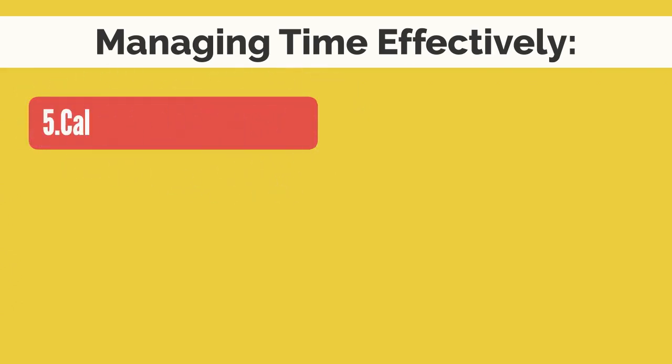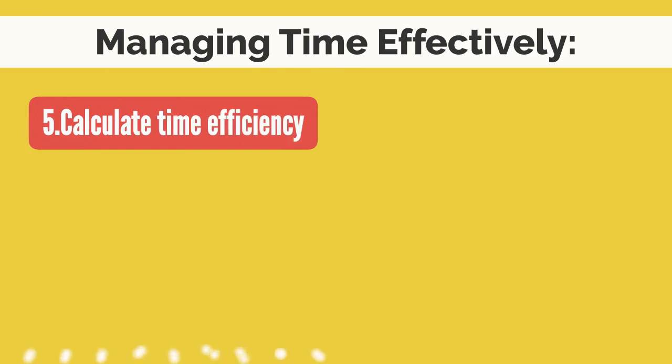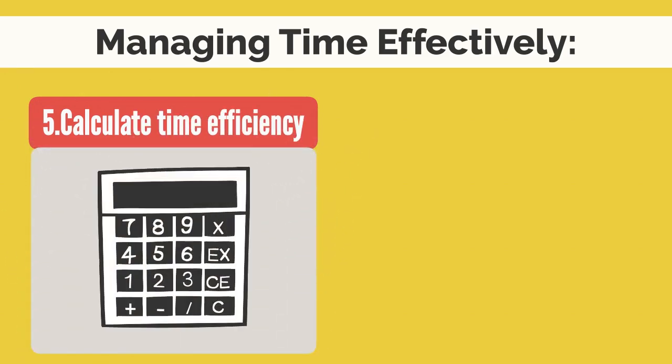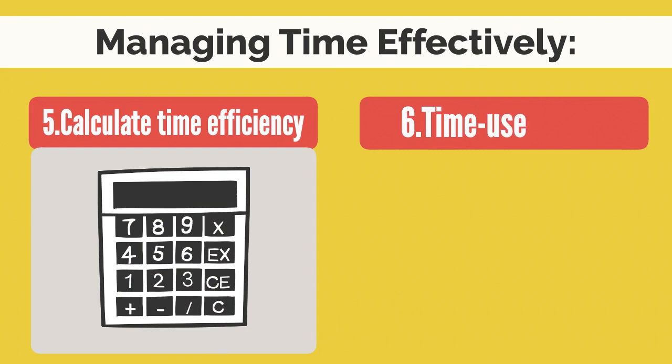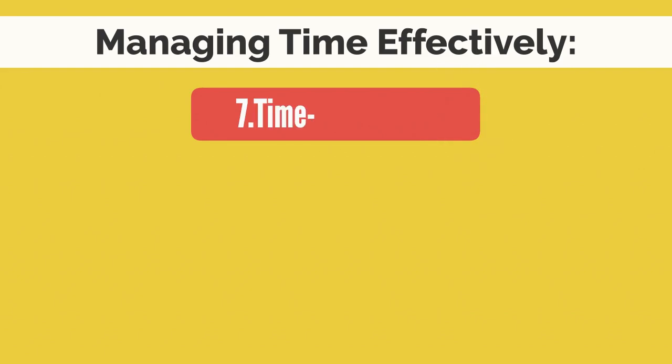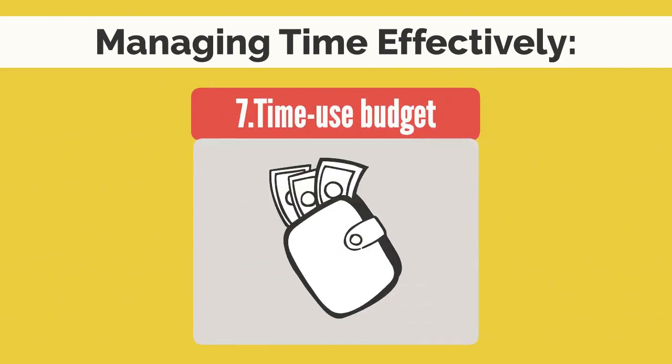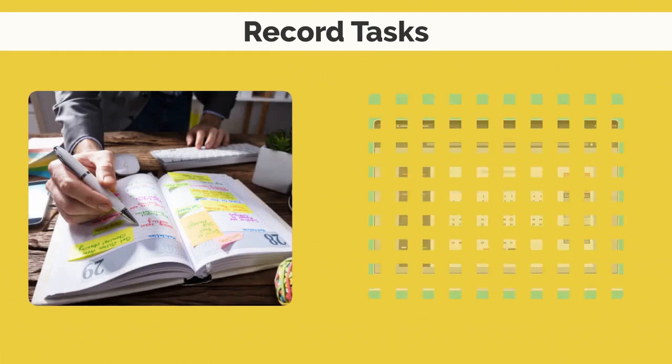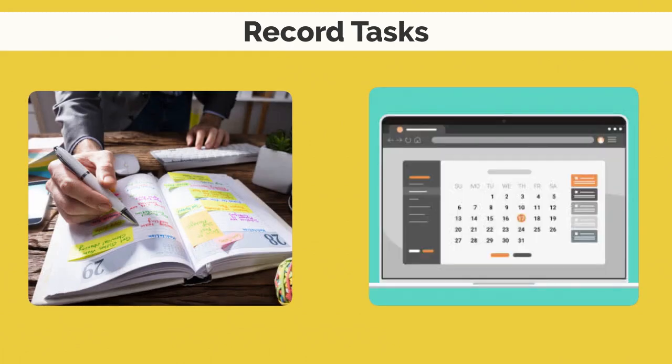5. Calculating the percentage of the organization's total time to be spent on each activity. 6. Construct a functional time use matrix. And 7. Formulating a time use budget. Tasks can be recorded in a hard copy diary, manually, or in an electronic diary.